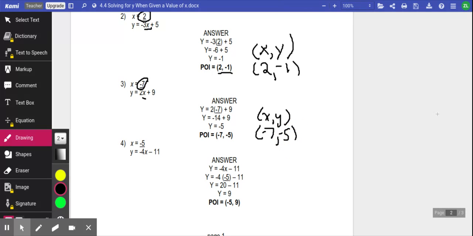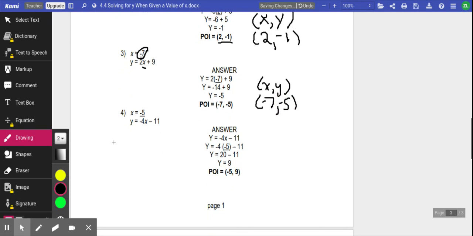Therefore, our answer. Once again, we sub negative 5 into the x spot. So negative 4 times negative 5 minus 11. Negative 4 times negative 5 is 20, minus 11, it's 9. And then therefore, again, our x and y coordinate: our x being negative 5 and our y being 9.